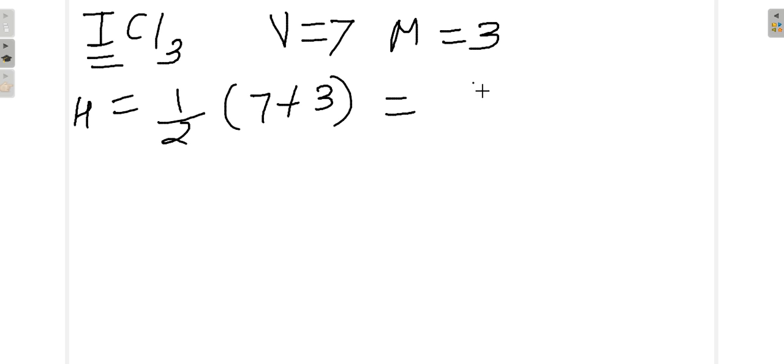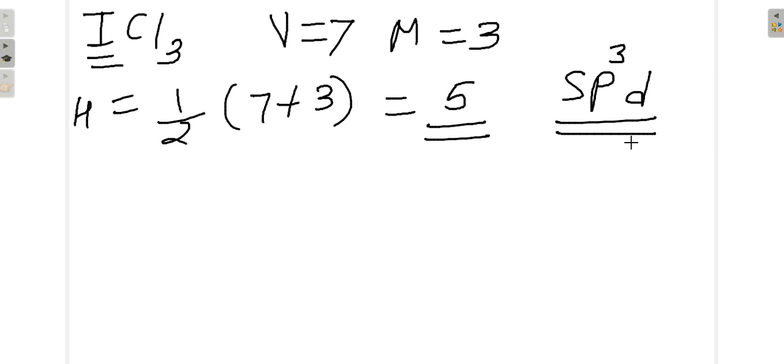that will be 5. Right? Now 5 will be again sp3d, supposed to be trigonal bipyramidal, but let us find the number of lone pairs. The number of lone pairs will be 2. These 2 lone pairs will go in the triangle as I had explained.